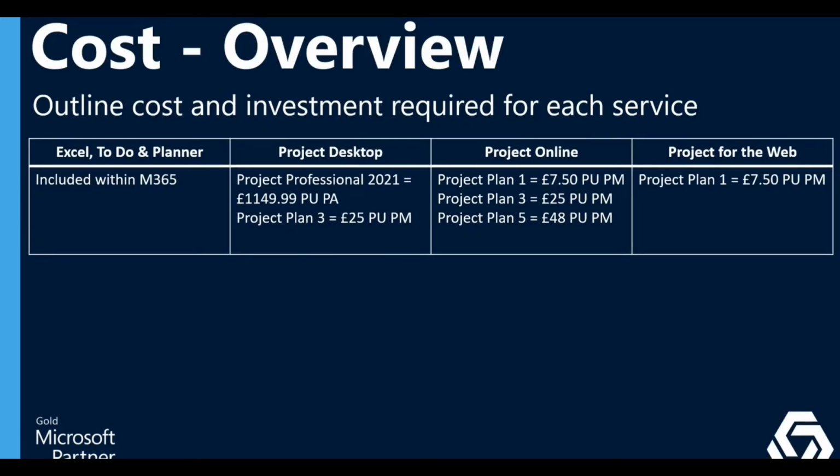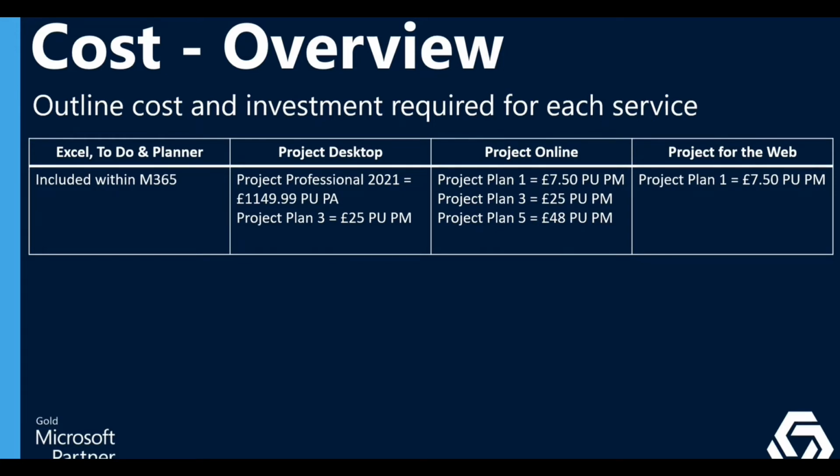Cost. All right, so it is complicated. I'll try and give you my opinion on it. Excel, To Do and Planner, you just have to buy Microsoft 365 and you get most of those services. Although I've just realized that with Planner, I don't think you have to pay another license for it, but you must be on a minimum of Business Standard or E3 or E5 to get Planner included at a business level.